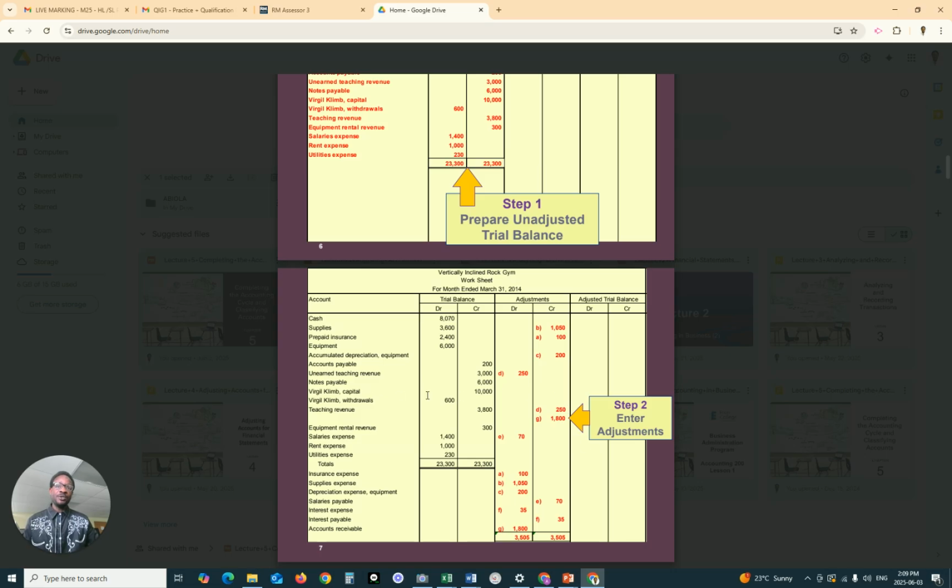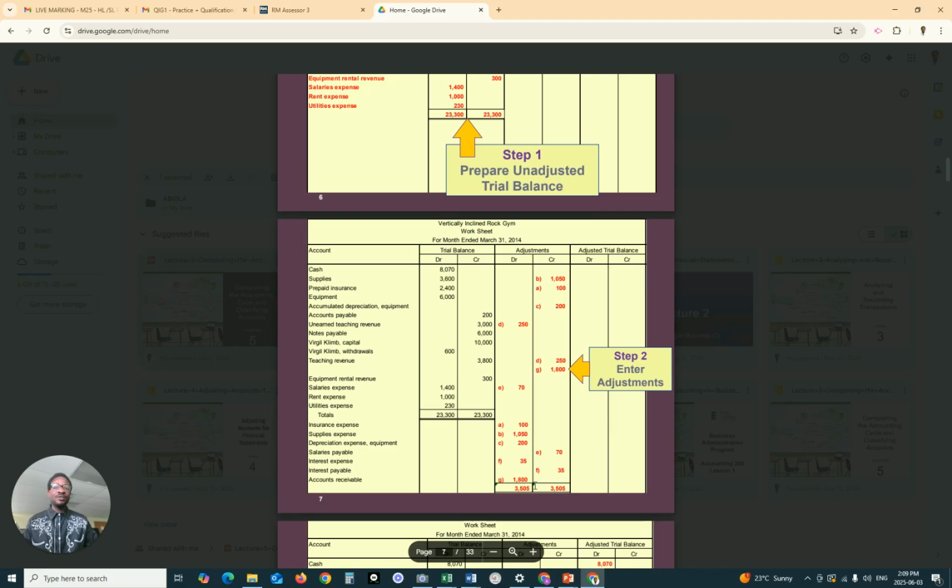So note payable, no adjustments. Capital, no adjustment, no additional capital. Withdrawals 600, no extra withdrawals. Teaching revenue, there was 38 before and an additional 250 provided. So this is an adjustment. Equipment rental revenue 300, no adjustment. Salaries, there was an increase in salaries paid or incurred, 70. So all these are adjustments. The red items are adjustments.